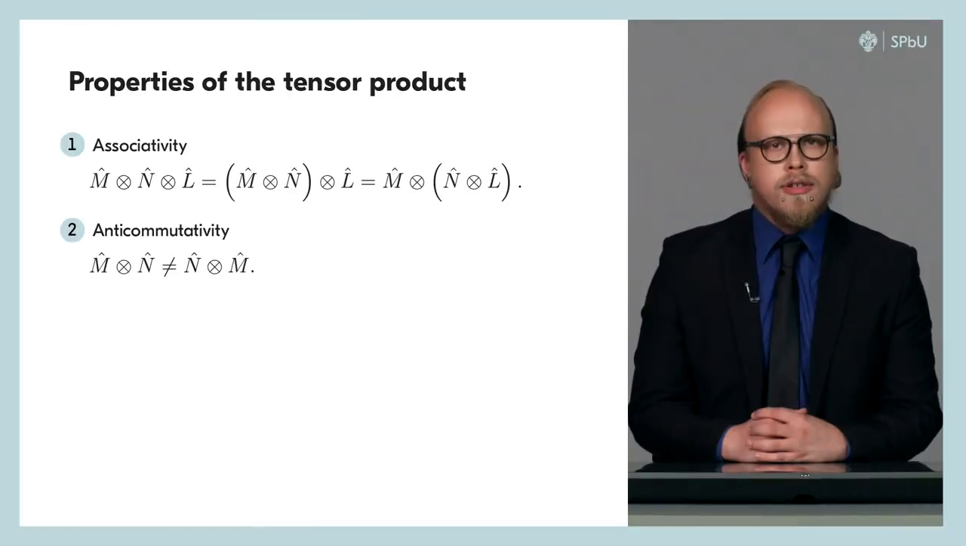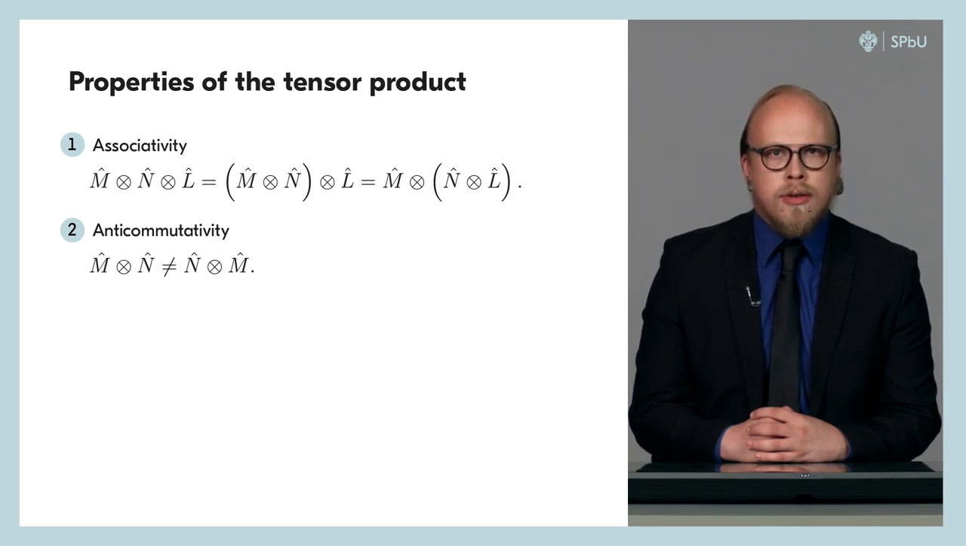In addition, the operation of a tensor product has several important properties. Firstly, it is associative. That is, if we need to successively multiply the tensor operators M, N, and L, first we can multiply M by N and then multiply the result by L. Or we can multiply N by L and then multiply M by the result, as is shown on the slide. Secondly, the operation of the tensor product is not commutative. That is, if we swap the multipliers, we get different results. Each of these properties is easily verified if you present each of these operators in matrix form, so make sure of it by yourself.